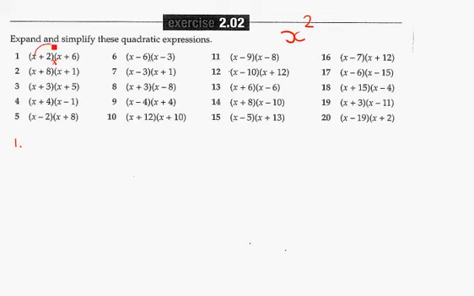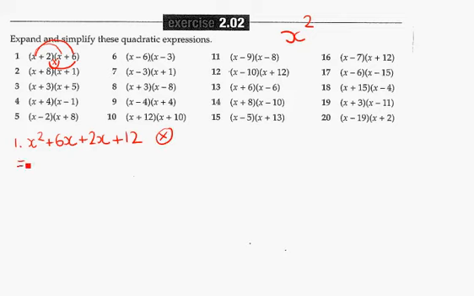We put in the hoops to help ourselves, and as we go we say x times x is x squared. X times plus 6 will be plus 6x. And now we move to the second term in that first bracket, and we multiply by each term in the following bracket. So 2 times x, it's all positive, and 2 times 6 is 12. Now that's the first row of working. That's what we call the multiplying line.